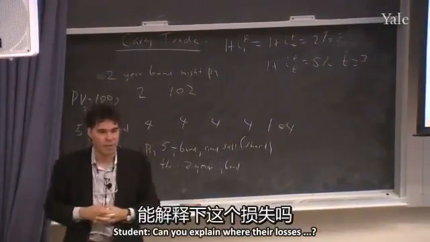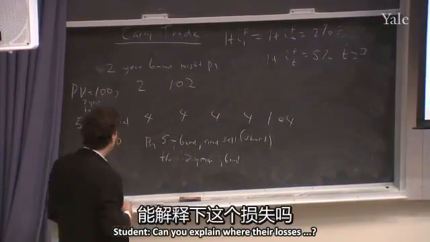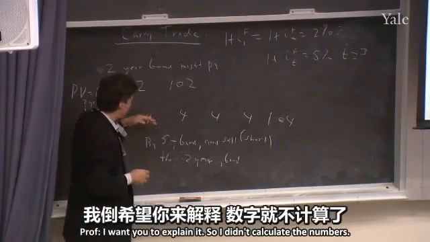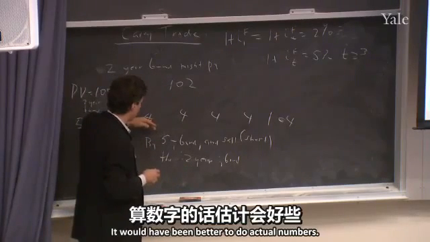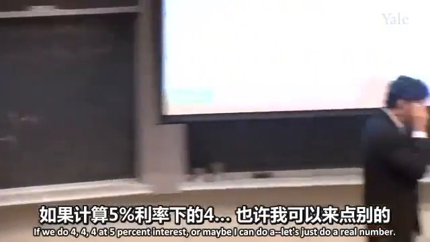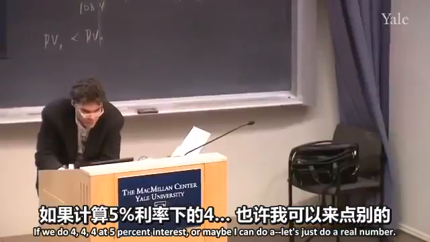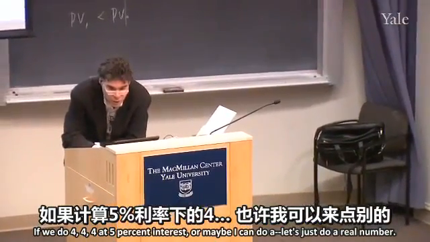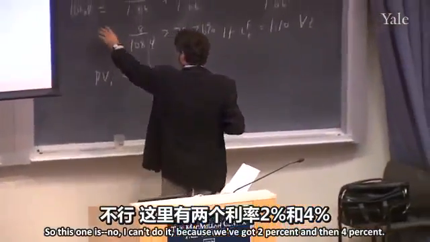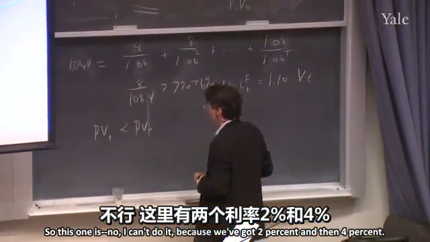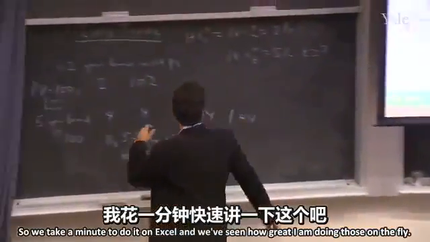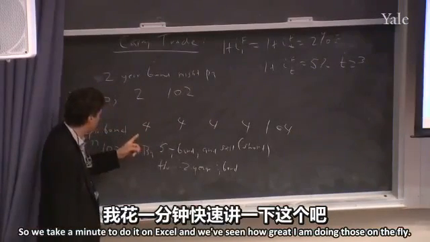Yeah. Can you explain where their losses were going on? Okay. So I want you to explain it. You see that, if this... I didn't calculate the numbers. It would have been better to do actual numbers. If we do 444 at 5% interest, or maybe let's just do a real number. Well, let's just do the one over here. So this one is... No, I can't do it, because we got 2% and then 4%. Okay, it takes a minute to do it in Excel. We've seen how great I am at doing those on the fly.